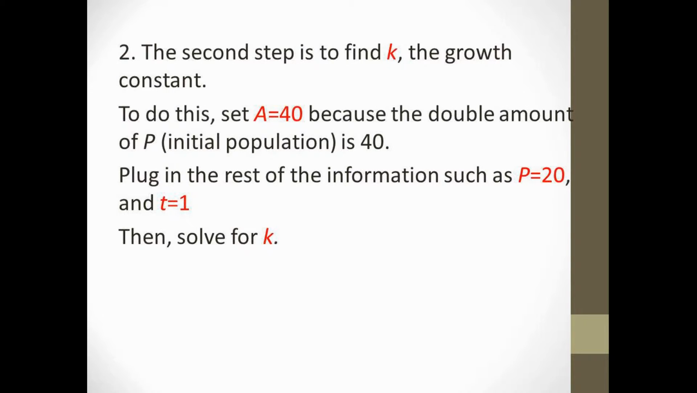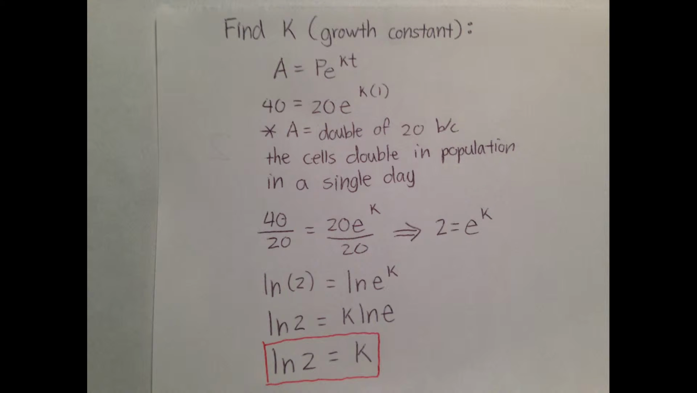The second step is to find k, the growth constant. To do this, set A equal to 40, because the double amount of P, the initial population, is 40. Now, plug in the rest of the information, such as P equals 20, the initial population, and for time, we use 1 to represent 1 day. Then we solve for k. Find k, the growth constant.